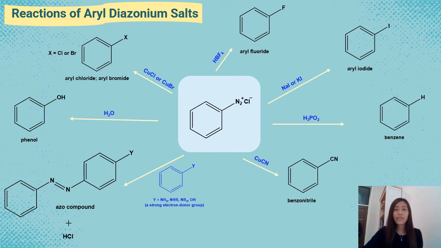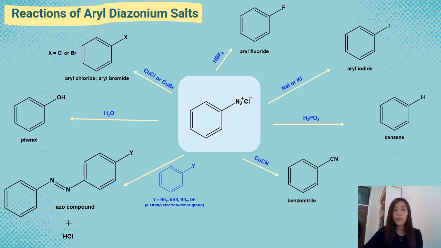Aryl diazonium salts are useful intermediates that can be used to synthesize various products. They can perform substitution reactions as N2 is a good leaving group. They can react with water to form a phenol. They react with copper chloride or copper bromide to form aryl chloride or aryl bromide.